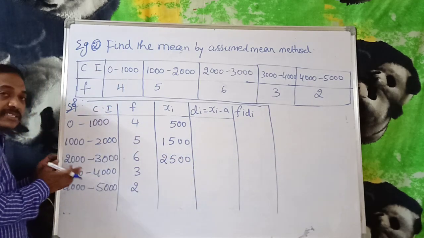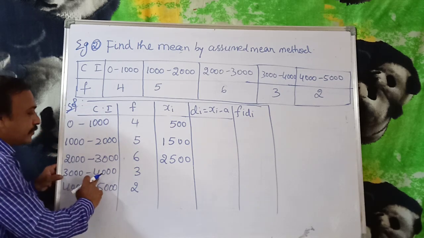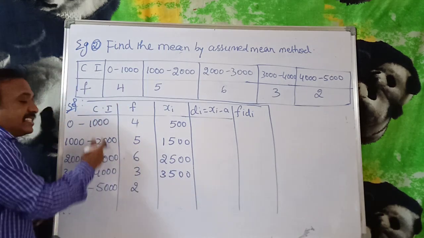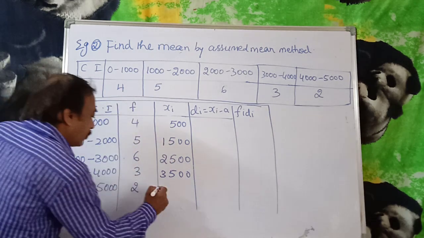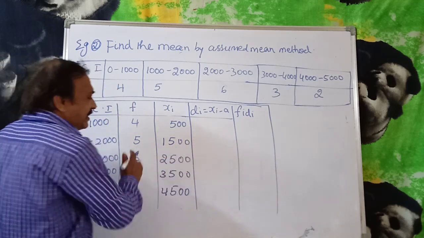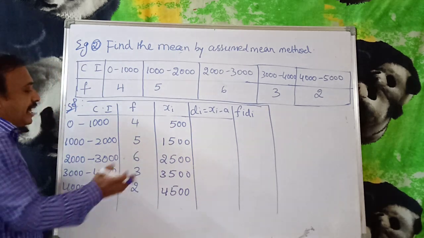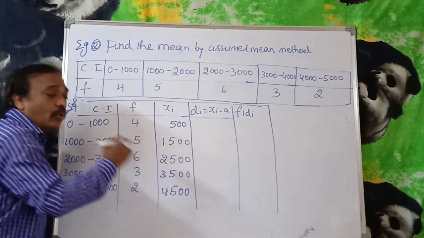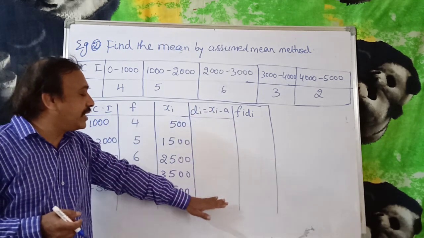How to obtain class marks? Lower limit plus upper limit by 2. So 3000 plus 4000, 7000 divided by 2, 3500. See, the class size is 1000, so according to that, class marks also will increase. So 4500. These are the class marks. Now di. Any one of the values you have to assume. Either you can assume the middle, or you can assume 1500, or you can assume 500. Anything. The only thing is, if you assume the first value, here you won't get so many negative values.